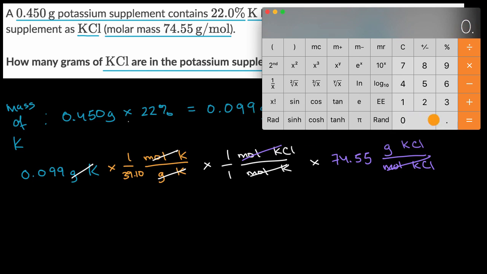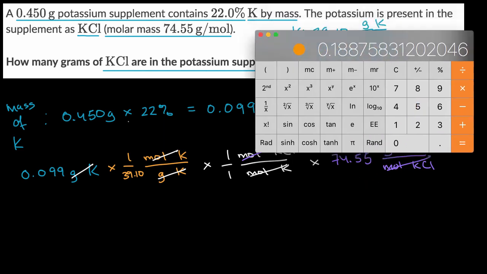So I have 0.099 divided by 39.10 times 1 times 74.55, and that is going to be equal to that.